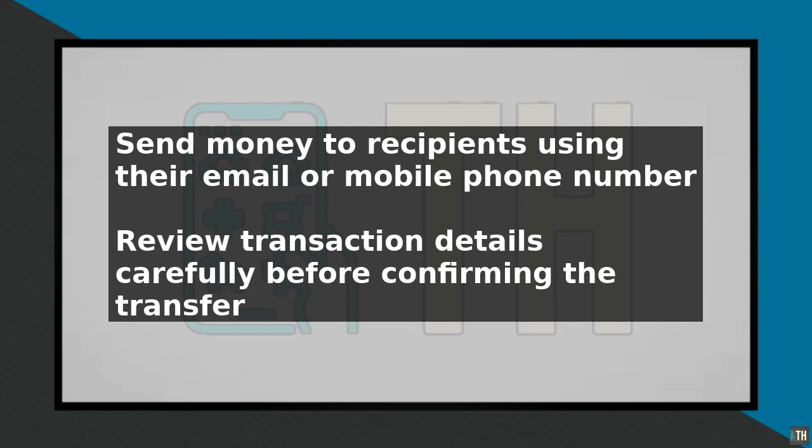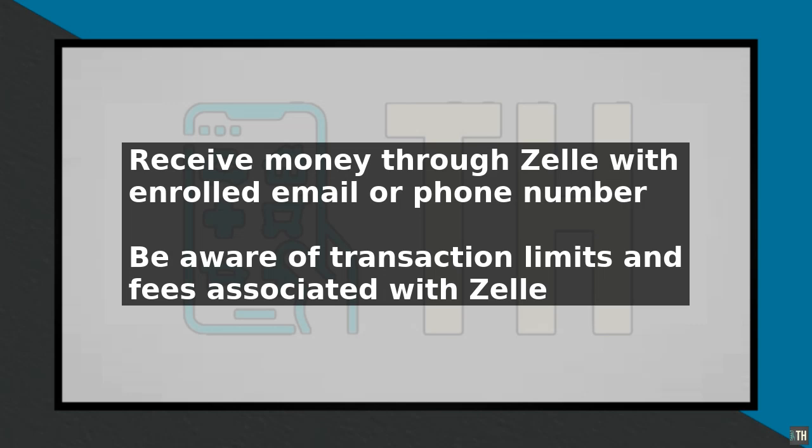For security purposes, only send money to people you know and trust, and never use Zelle to pay for purchases from unknown sellers. Additionally, be aware of any transaction limits and fees associated with using Zelle through Huntington Bank.